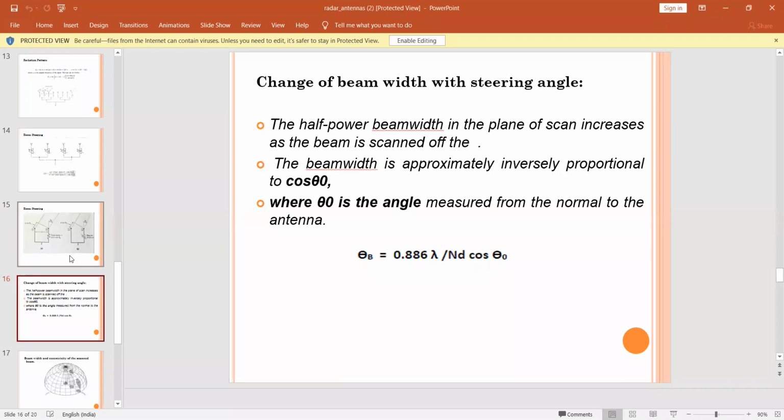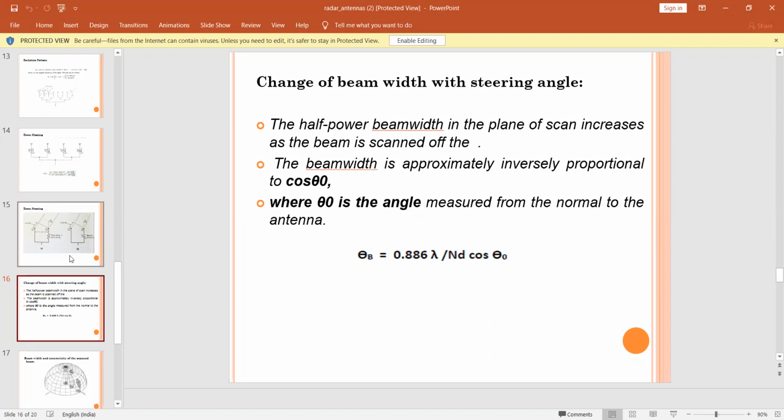So next you have changing the beam width and the steering angle. When you come across this beam width and steering angle, you can observe the change of beam width with the steering angle, how it is carried out. As the beam of the phased array scans to an angle theta naught from broadside, its beam width increases as 1 by cos theta, which can be observed in the equation.